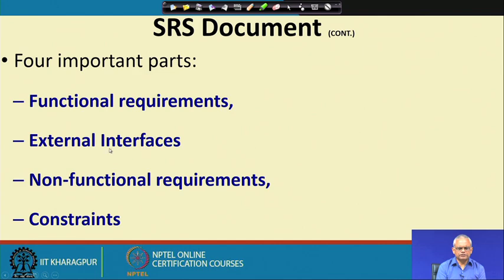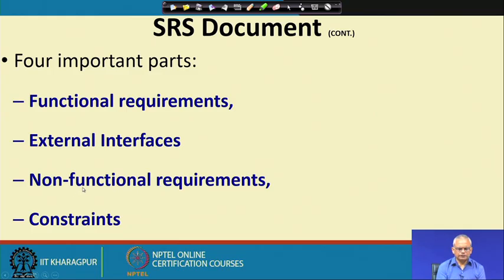And then we must identify the external interfaces, the external software and hardware with which the software needs to interact, and the users. And then the non-functional requirements. We will see that there are some requirements which cannot be specified as functions. We will see what is the distinction between functional and non-functional requirements.